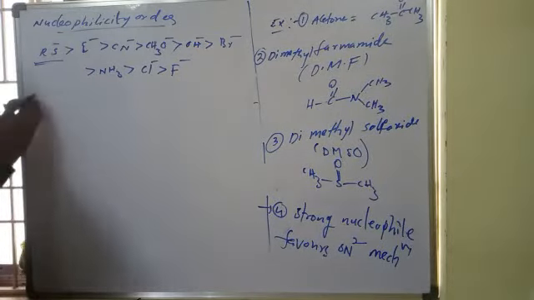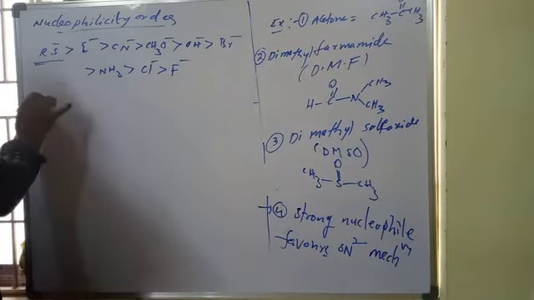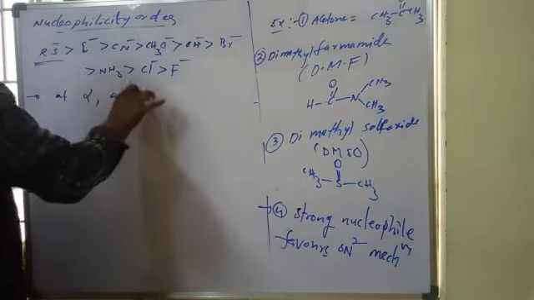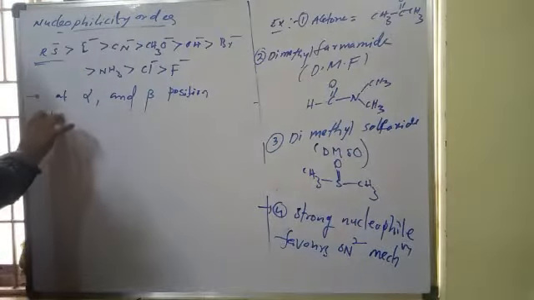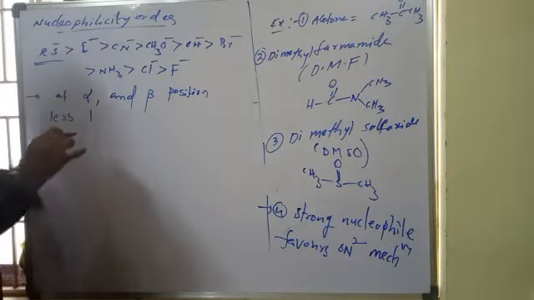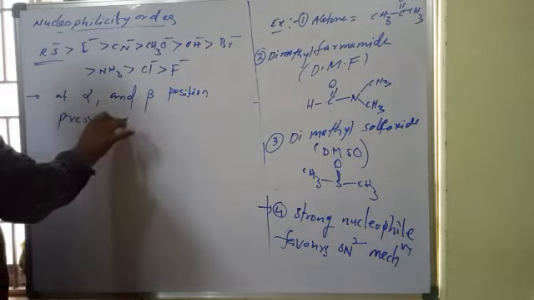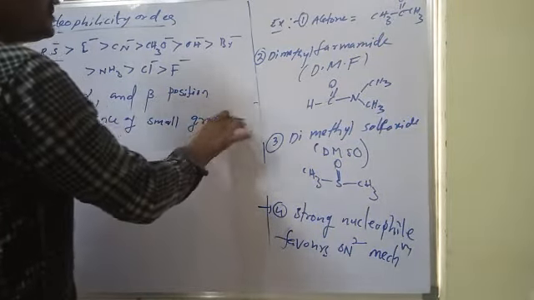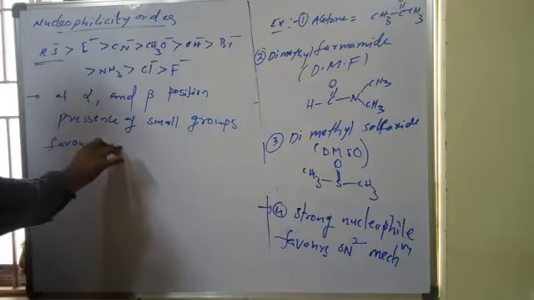Next, if at the alpha position and beta position there is less steric hindrance, less bulky groups, the presence of small groups like hydrogens and methyl groups favors the SN2 mechanism.